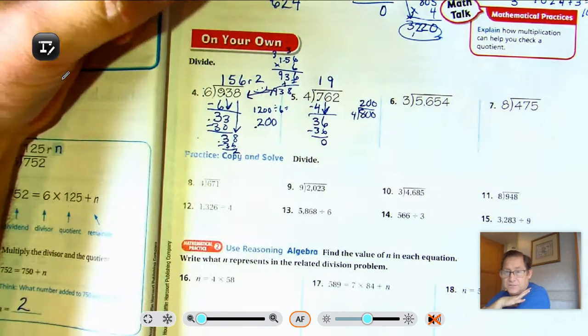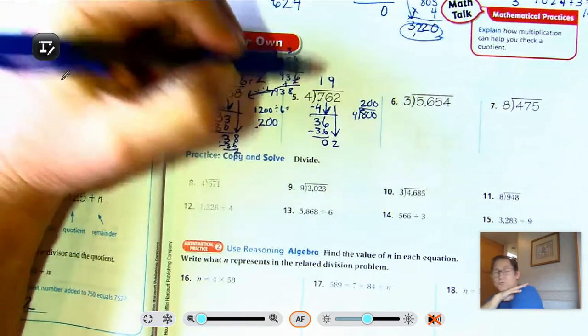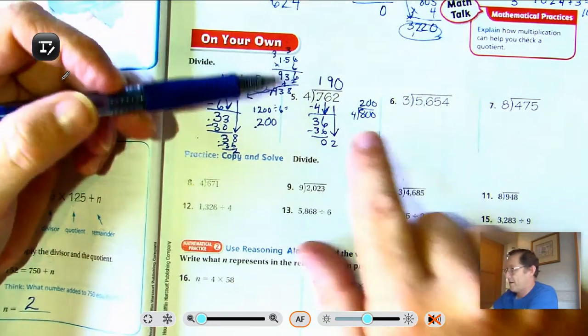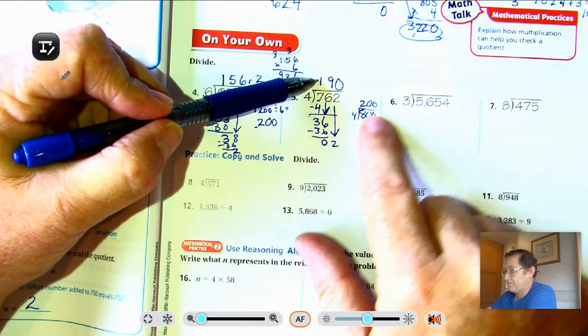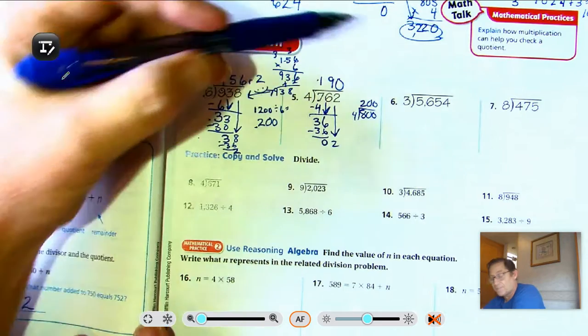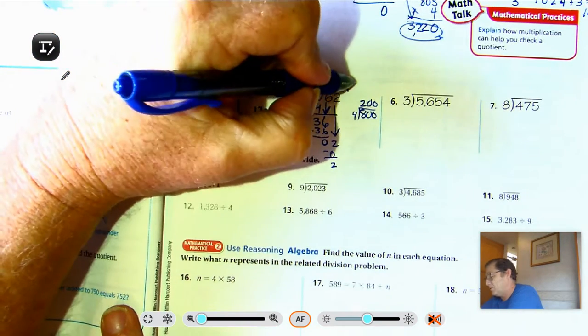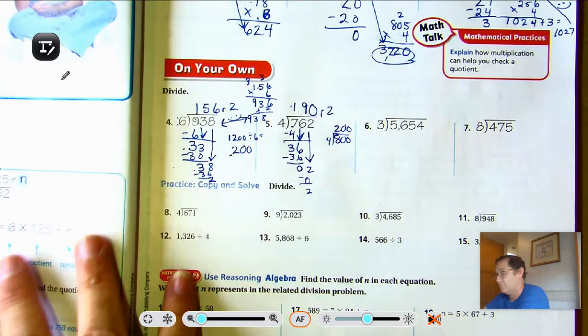We can't trade those for 1s. It's just 0. So let's just bring down the 2 1s. And 2 1s cannot be shared with 4 groups. So I need to show that. Remember, my estimate was 200. So I know that my answer can't be 19. It has to be something in the hundreds. 4 times 0 is 0. Subtract, I get 2. So I'm saying our answer is 190, remainder 2.